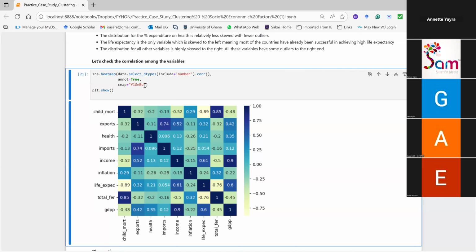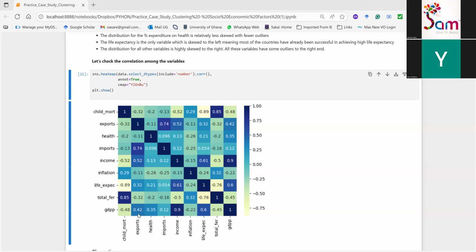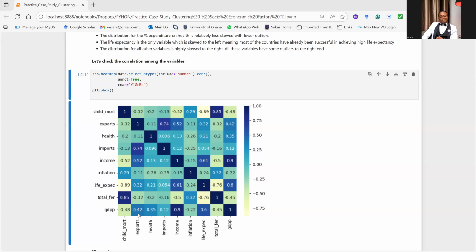How do you interpret this correlation? It's simple. You pick a value from the x-axis, say export, and you want to match export with another value, say import. So look here, export and import, the correlation is 0.74, positive, which means there's a positive correlation between export and import in this data.